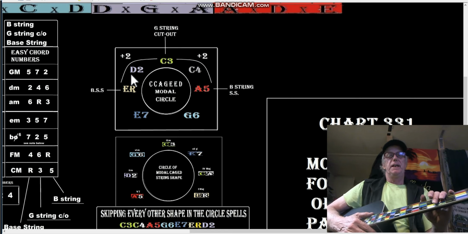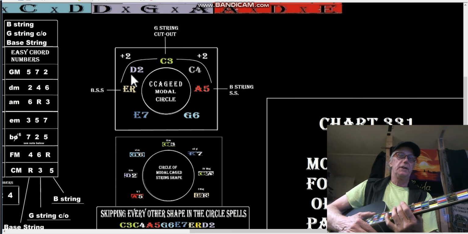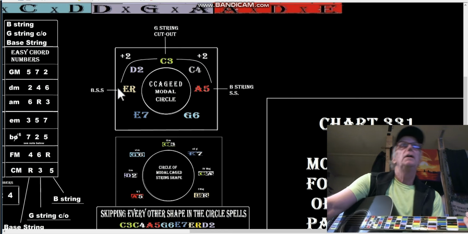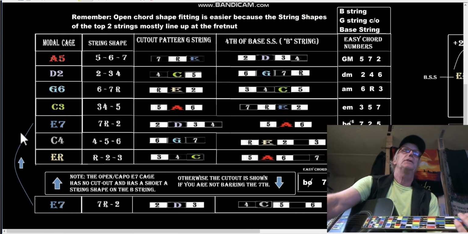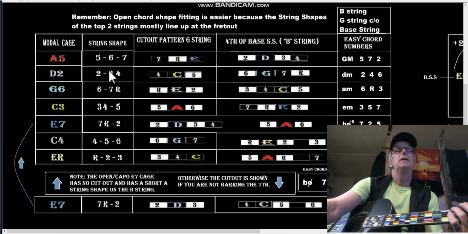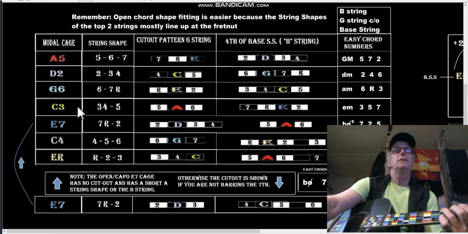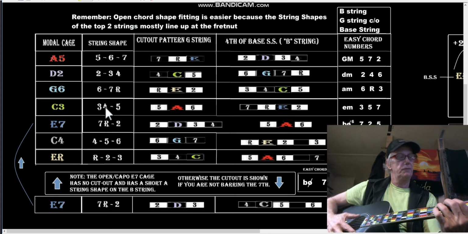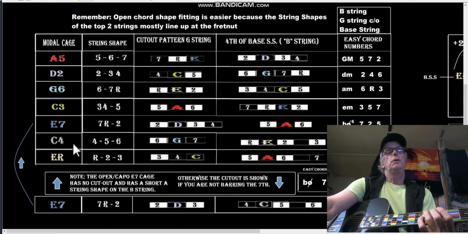So that's how the CCAGEED system works. Every scale tone has its own string shape. So let's say we're here at E. E is root 2, 3. Okay, then D is 2, 3, 4. Okay, then C3 is 3, 4, 5. So it pays to do it by the numbers. C4 is the Lydian, 4, 5, 6.